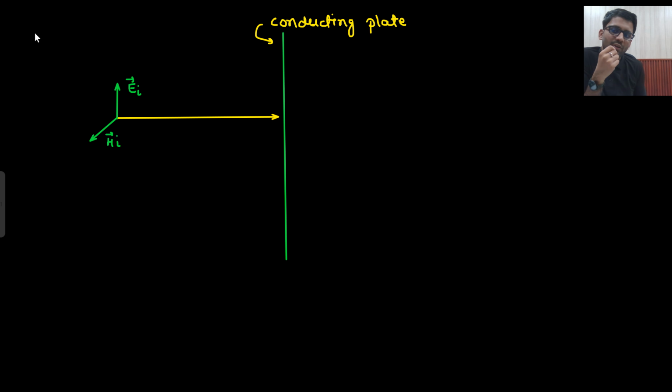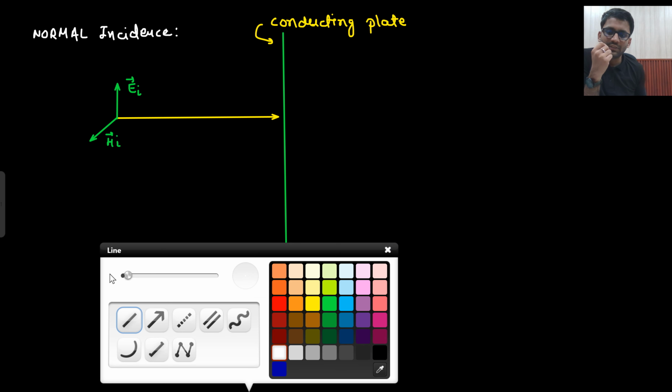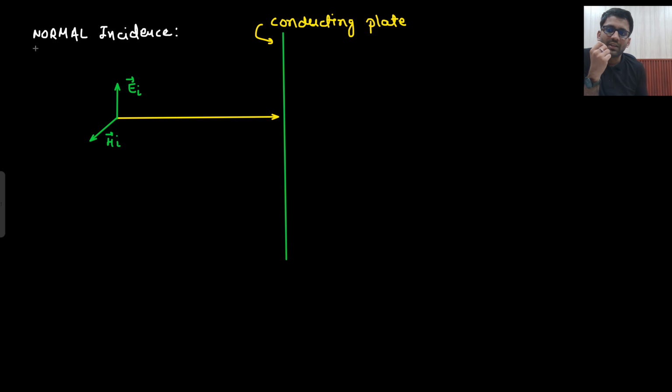What was the name of this particular topic? The name was normal incidence, right? We studied normal incidence as well. We studied oblique incidence as well. So let's revisit our normal incidence. What was happening? A wave was traveling like this, and then there was a conducting surface. Now I am taking a conducting surface. It could be any kind of dielectric. Here could be some medium 1, here could be medium 2, but I am taking this as a conducting plate. So this is our conducting plate.